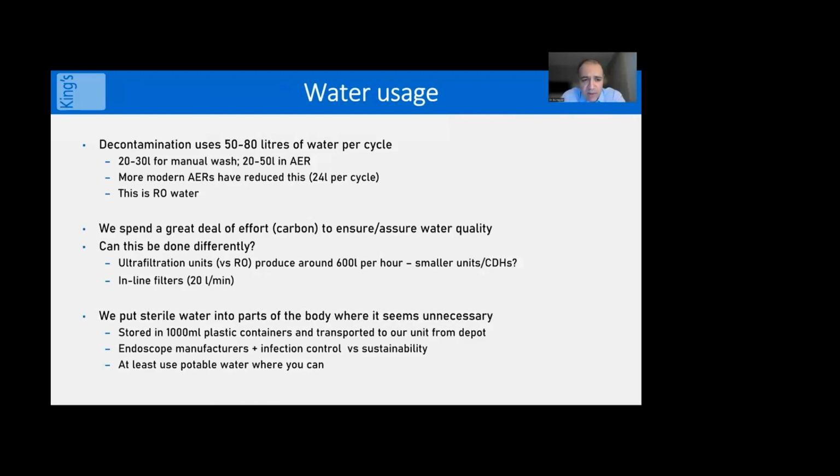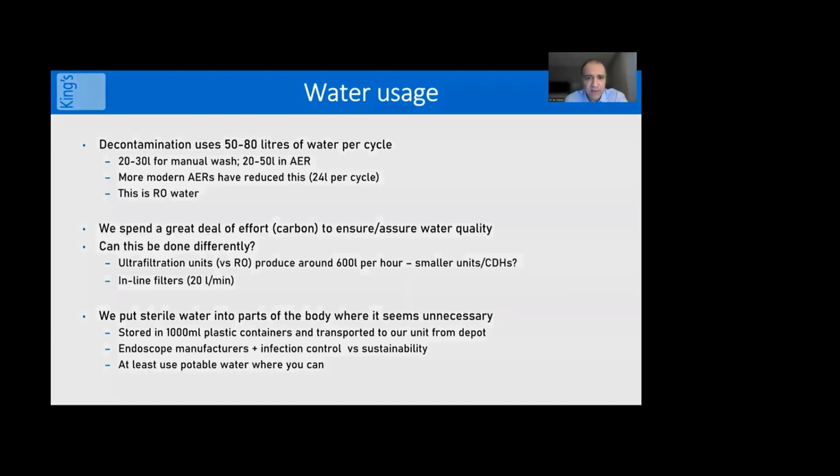Can we do it differently? We could use ultrafiltration units in smaller units. We could use inline tap filters. And it's been said again and again that we put sterile water into parts of the body where it would seem unnecessary. That water often comes in plastic containers that have been shipped from the manufacturing plants around the world to our unit.